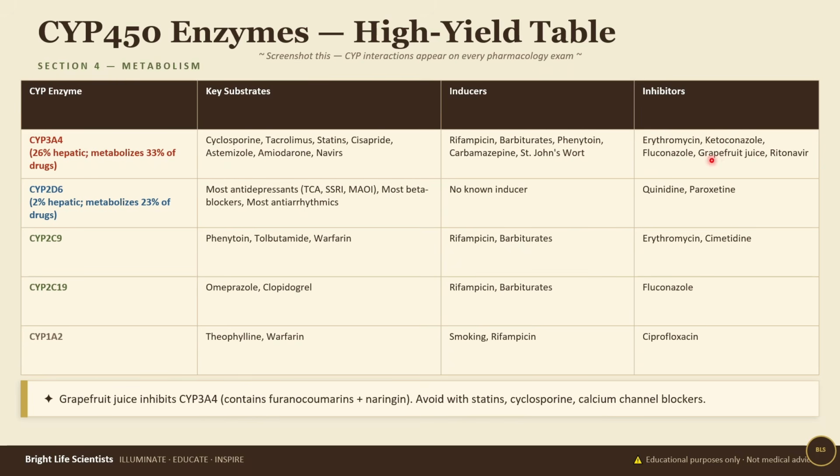Please, if there's any one thing you're going to master in this whole video, I think this table is quite important because they like bringing these ones in MCQs. Then we have the CYP2D6 enzyme. It metabolizes most of the antidepressants, beta blockers, antiarrhythmics, and is polymorphic. It actually has no known inducer. But the key inhibitors for CYP2D6 are quinidine and paroxetine.